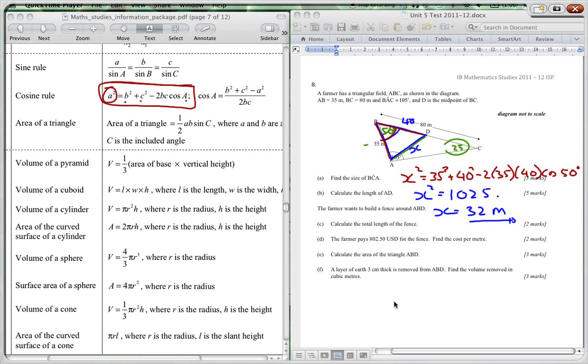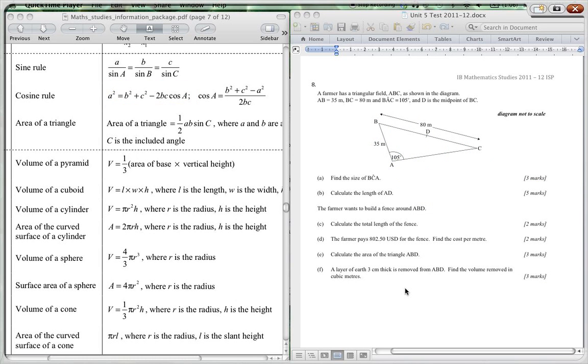Then it says the farmer wants to build a fence around ABD. So we've got here, this is 32, and he wants to build a fence all the way around there. Calculate the length of that fence. So the length obviously will be all of these three added. It's going to be 35 plus 32 plus 40, so I'm going to get 107 meters for that.